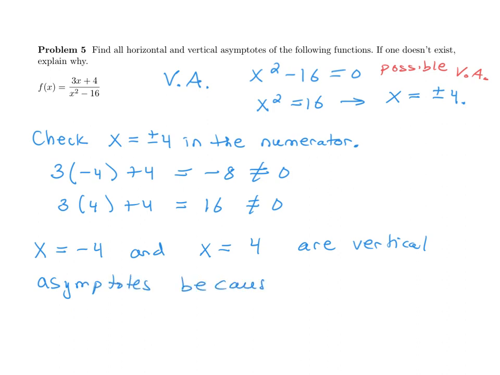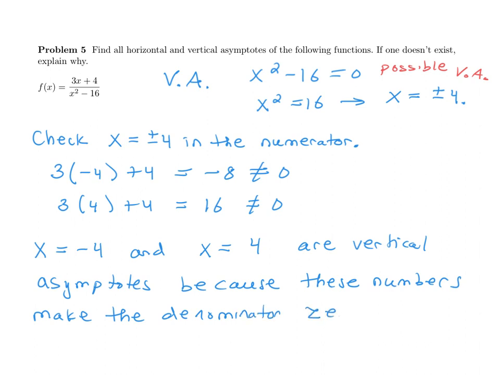Because these numbers make the denominator 0 and the numerator non-zero. And that's it. Next, we'll check to see if this function has any horizontal asymptotes.